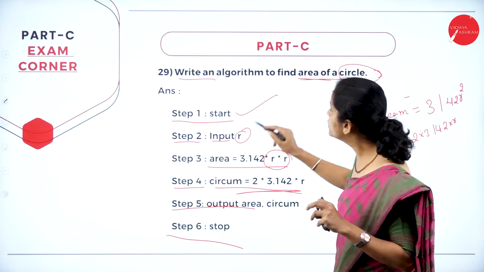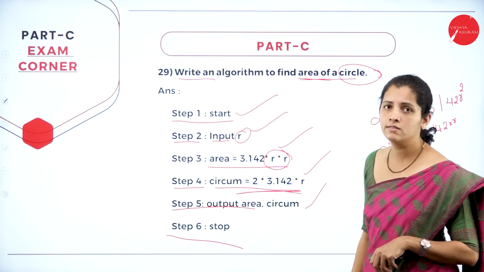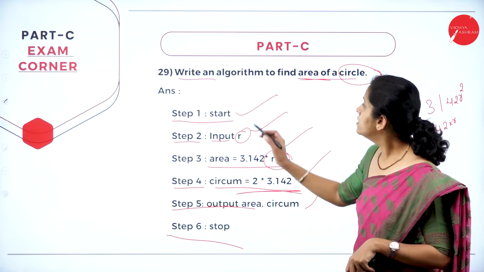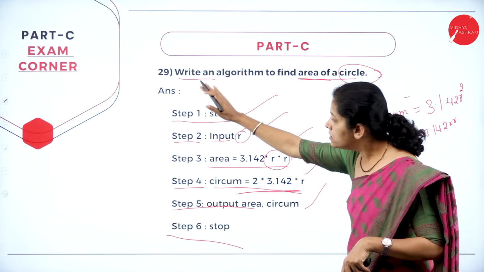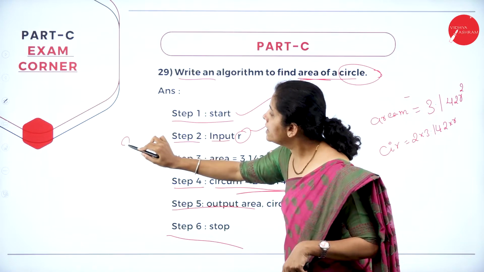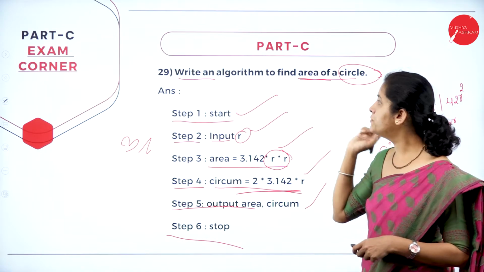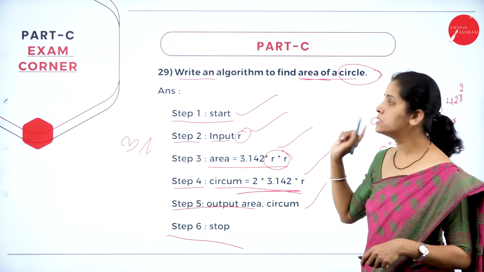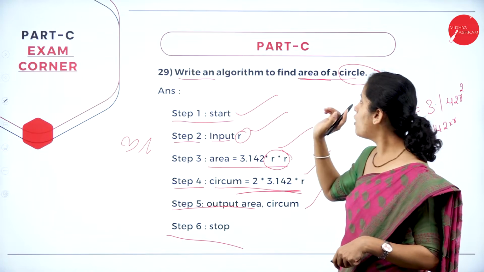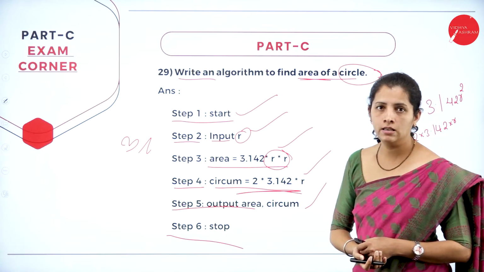So here I'm going to write the step-by-step finite number of instructions. If I write this many steps, then I can very easily get 3 marks. So this is a question for only 3 marks. What is the question? Write an algorithm to find the area of a circle.